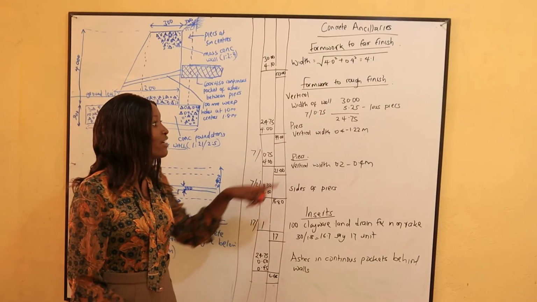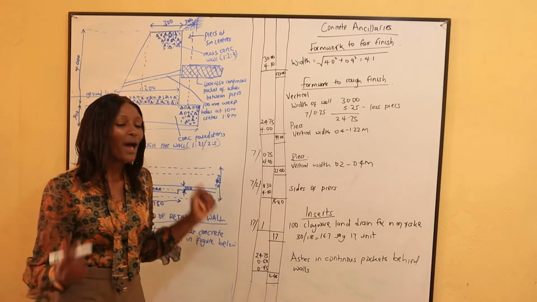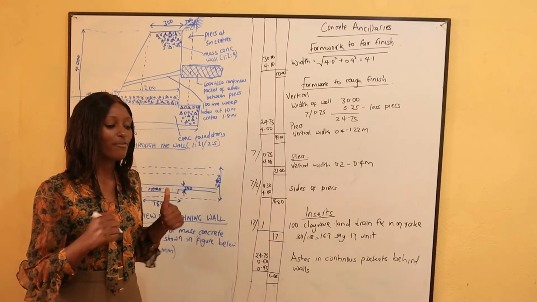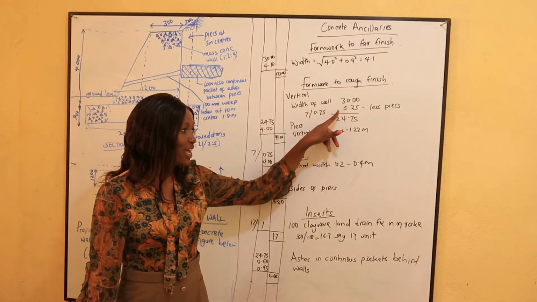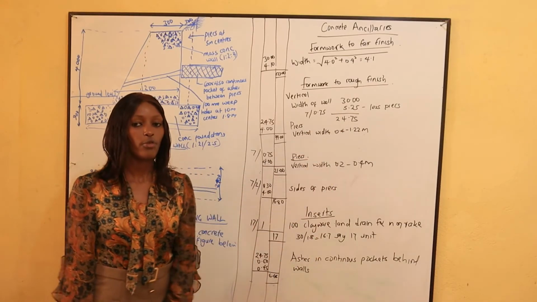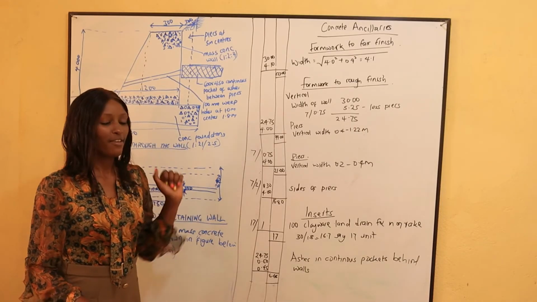Then we shall deduct 5.25. 5.25 is the total length of piers that shall replace the formwork to hold the wall. Alright, 30 deduct 5.25, we get 24.75. So the length of the wall shall be 24.75.